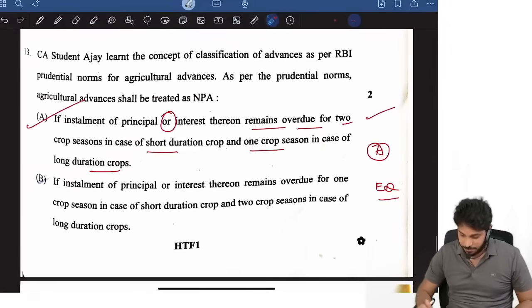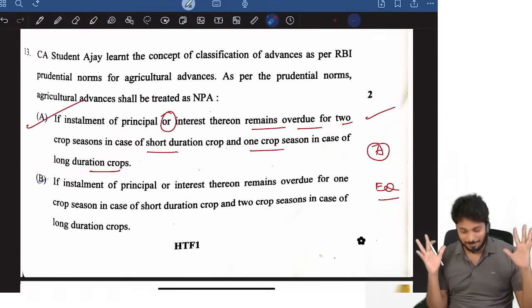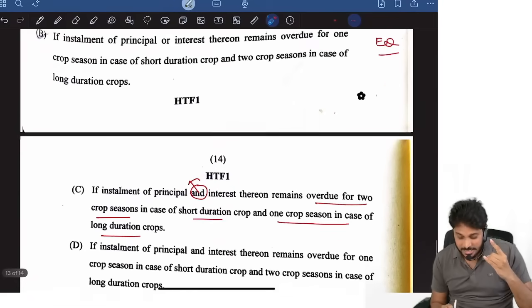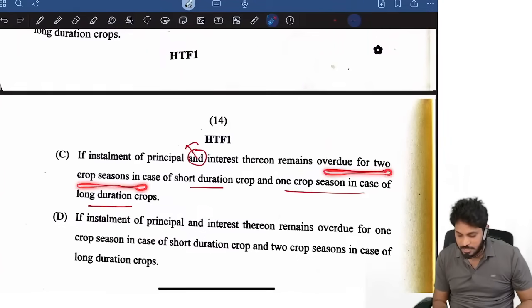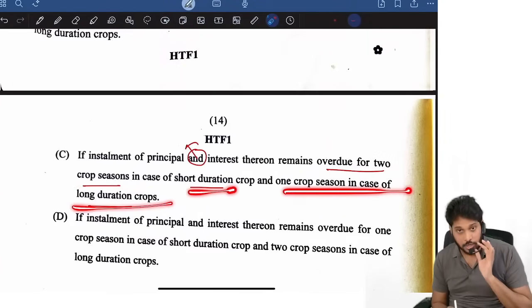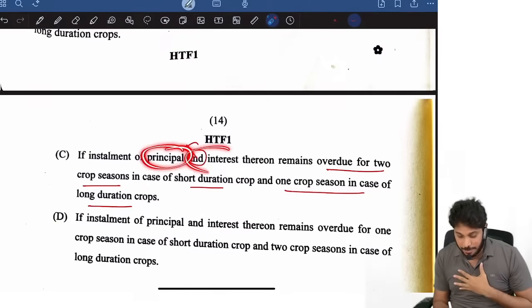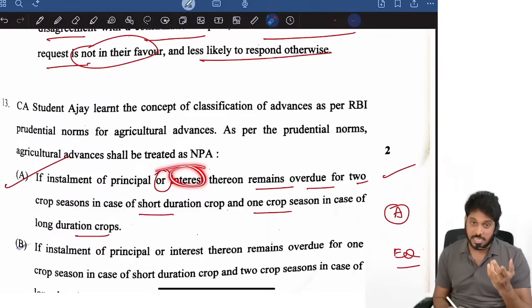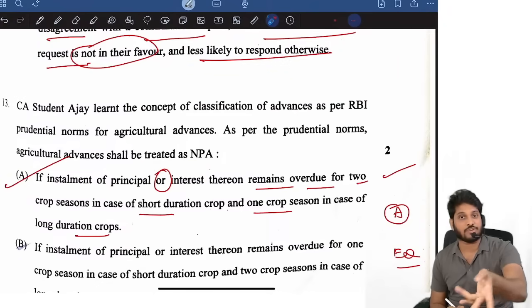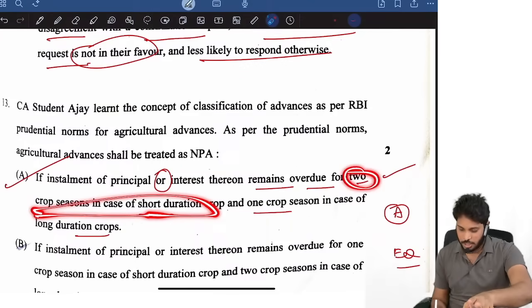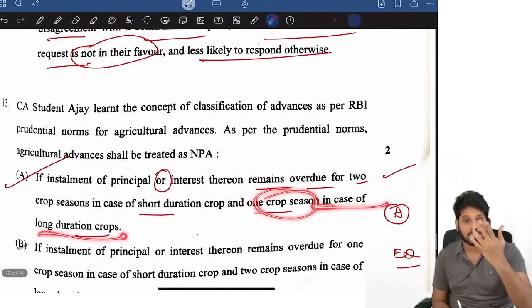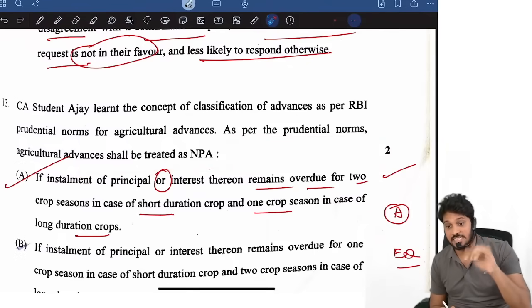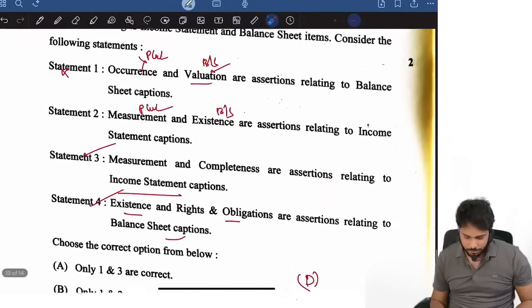Then the 13th question. The 13th question is like a twist. Here they tested "or" and "and". Tell me, overdue for 2 crop seasons in the case of short duration, overdue for 1 crop season in the case of long duration, that is fine. Principal and interest need not be both. It can be either principal or interest overdue, any one, if it is overdue for more than 2 crop seasons in case of short duration crops, more than 1 crop season in case of long duration crops. Therefore, the answer is A. They are asking what is the NPA norm for agriculture advance. Next, the 14th one.